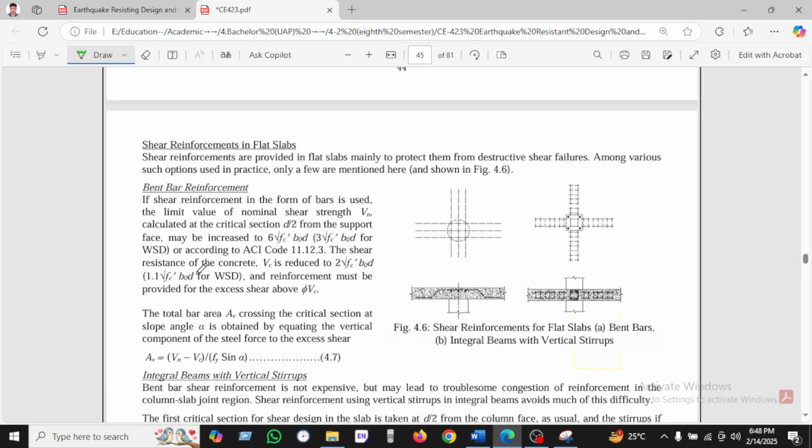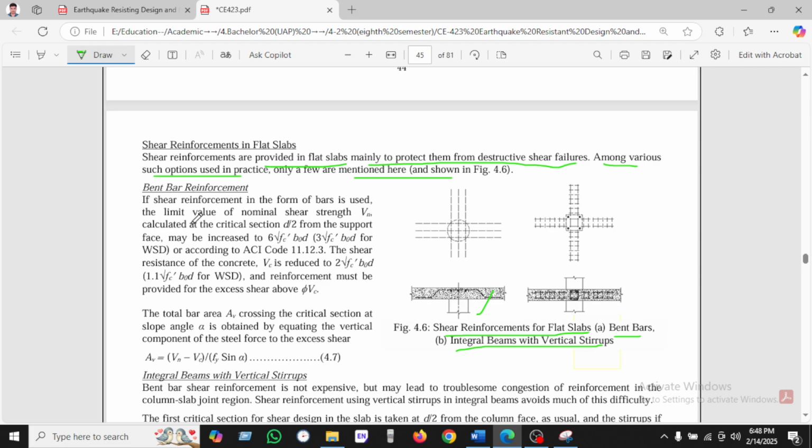Now we can see here the shear reinforcement provided in flat slab. Flat slab mainly needs protection from destructive shear failure. Among the various options mentioned in the figure we have been seeing here, the shear reinforcement for flat slab is the bent bar. We can see one here is a bent bar. Another is an integral beam with stirrups. This is the integral beam with stirrups.